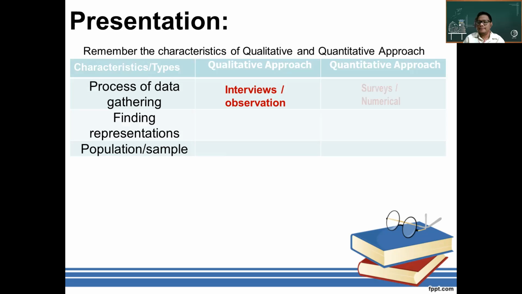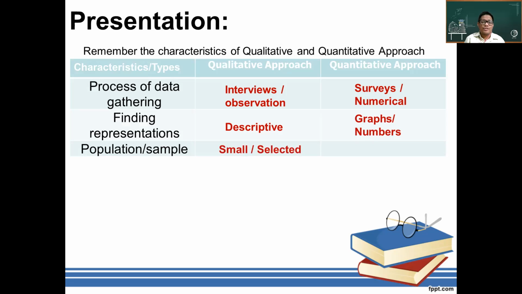Yes, math. It is in surveys or numerical, correct. Okay, for finding representation, so if you already have the results, the discussions, the findings, how you represent this one? If you use the qualitative approach, it is purely descriptive. You will describe the scenario, the feelings, the emotions, the real score, and everything descriptively. But if you use the quantitative approach, the findings are presented by graph or by numbers.